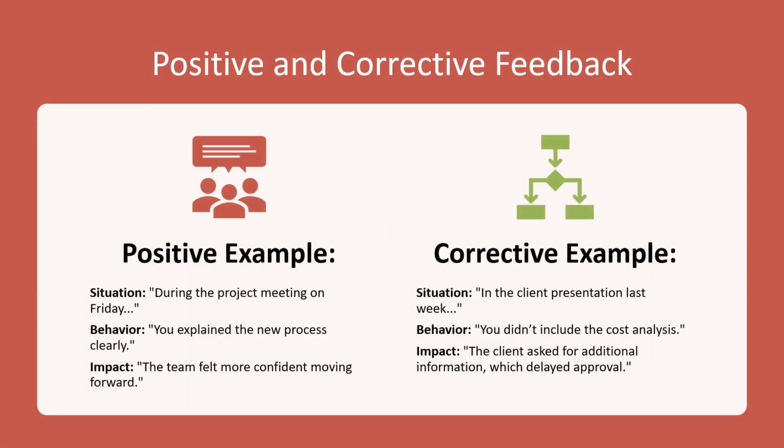The SBI model can be used for both positive and corrective feedback. Let's take a look at examples. In positive feedback, during the project meeting on Friday, you explained the new process clearly, which helped the team feel more confident moving forward. For corrective feedback, in the client presentation last week, you didn't include the cost analysis, which led the client to ask for additional information, delaying the approval process. Both examples follow the same structure: situation, behavior, and impact.